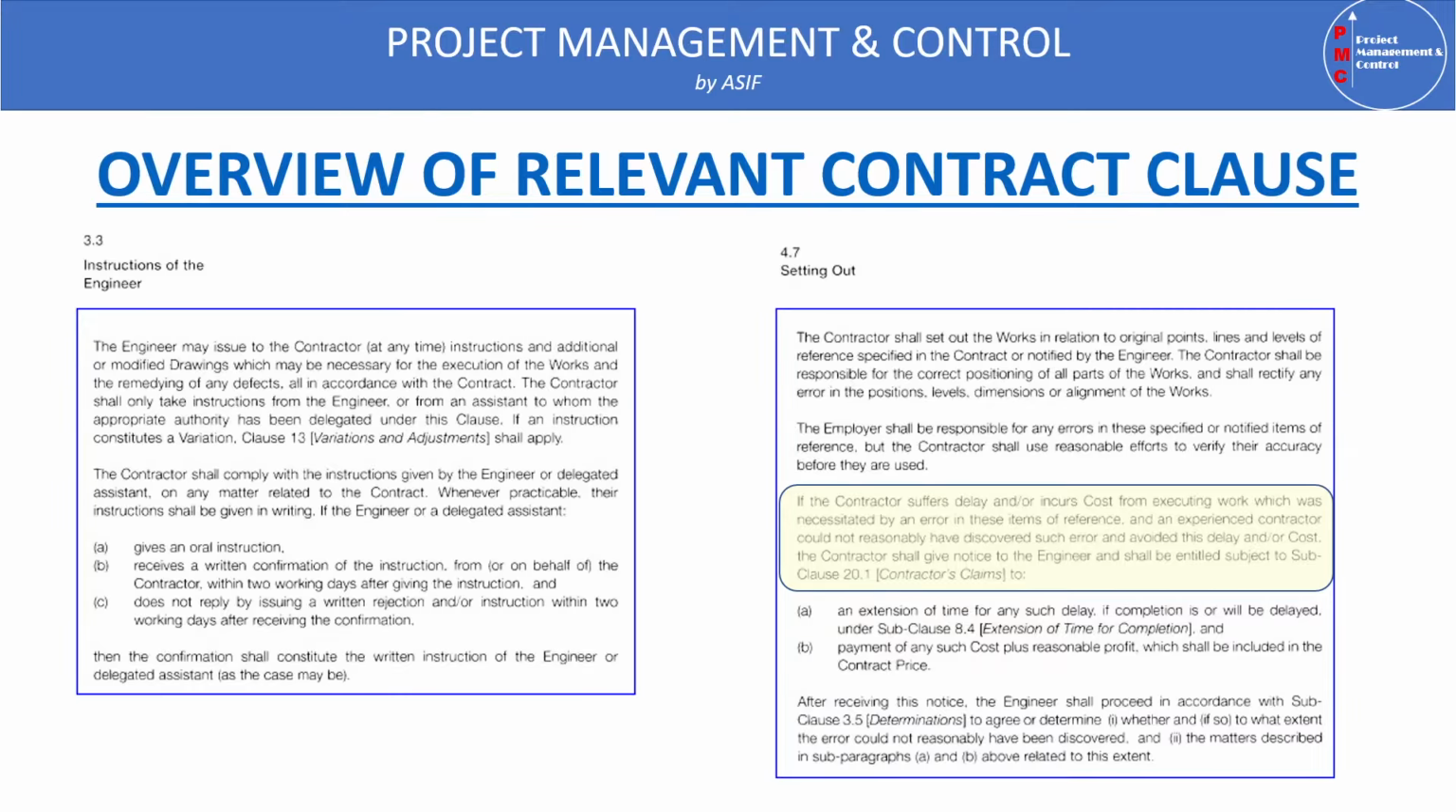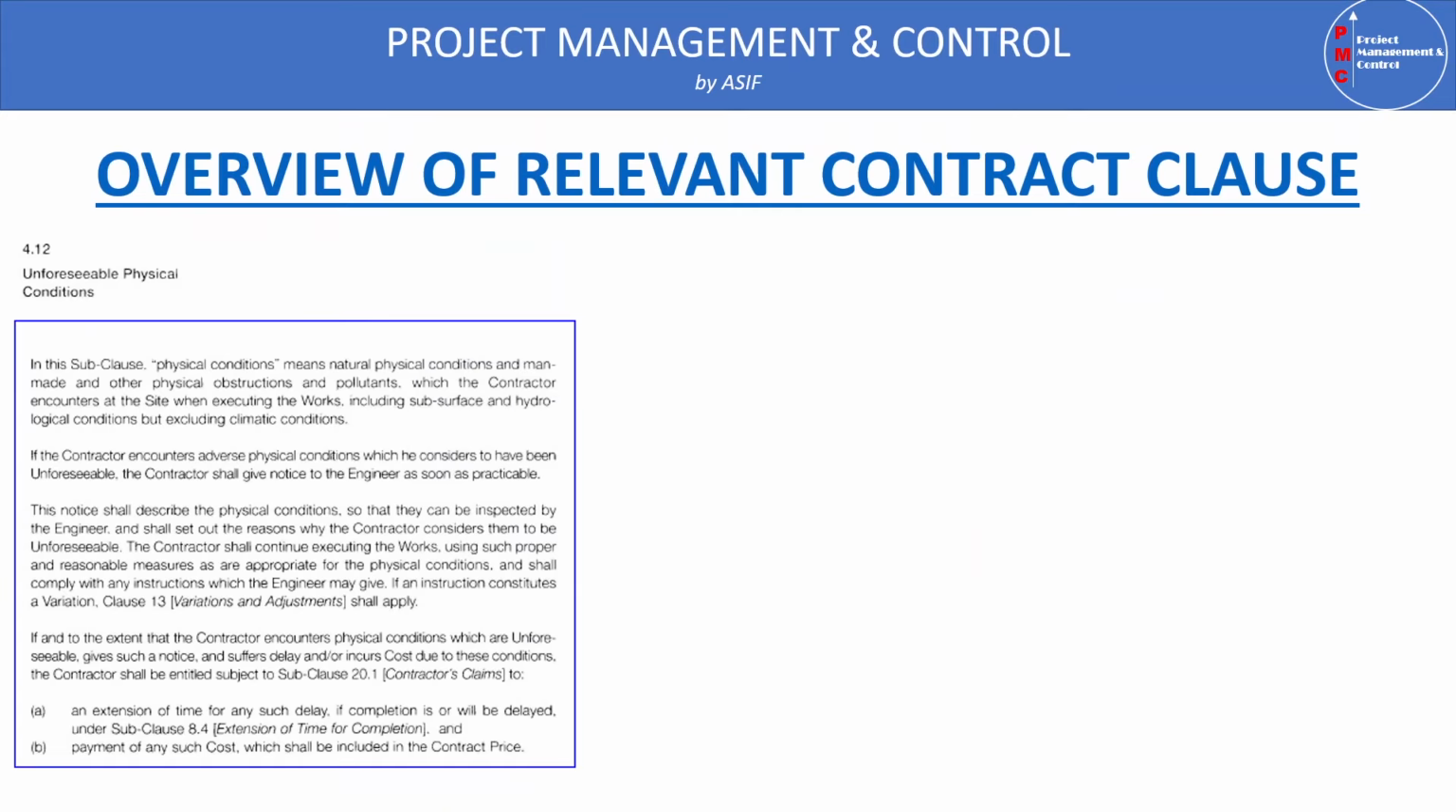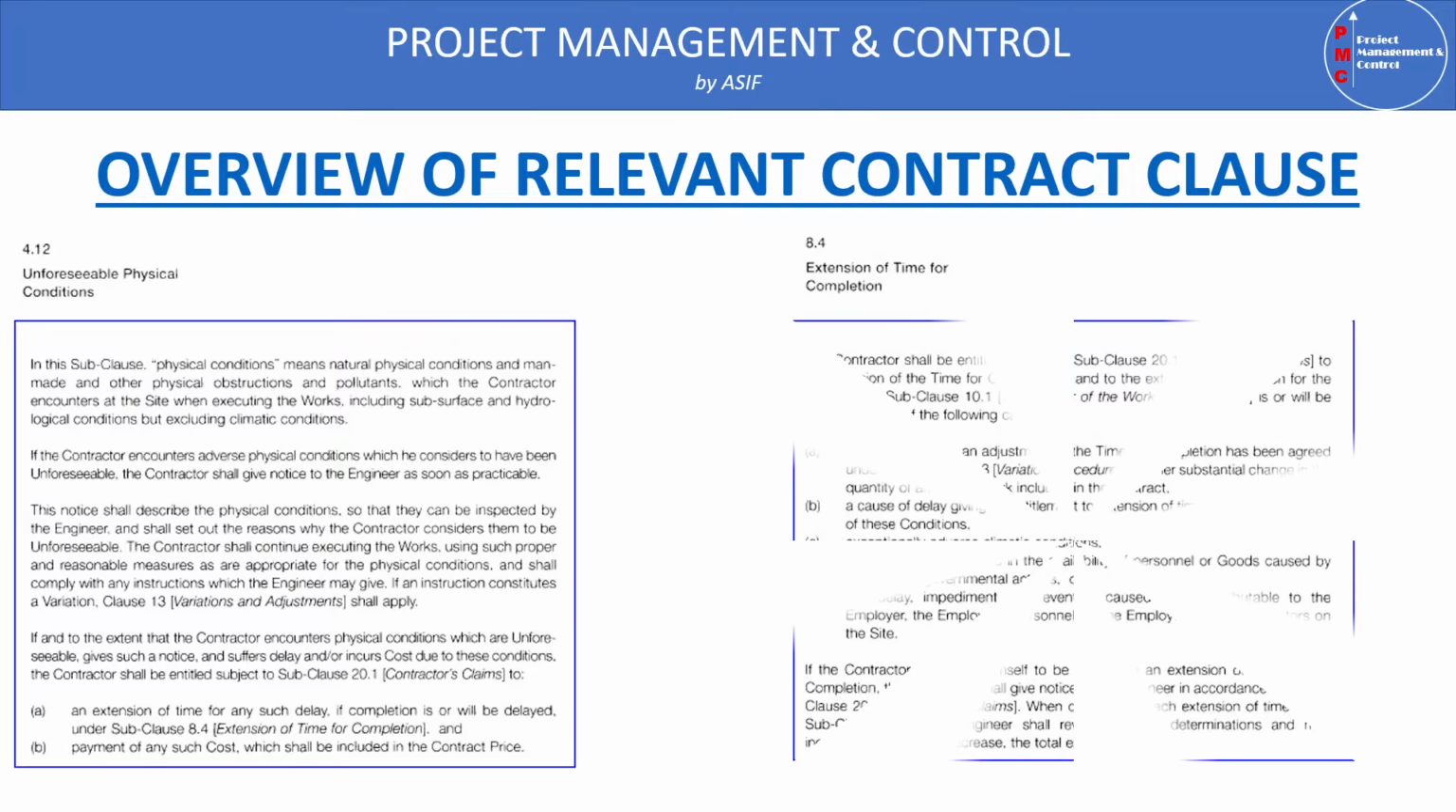The other clause here is clause 4.12, which is unforeseeable physical conditions. This clause states that physical conditions means any natural physical conditions and man-made physical obstructions and pollutants which the contractor encounters at the site when executing the work, including subsurface and hydrological conditions, but excluding the climatic conditions.